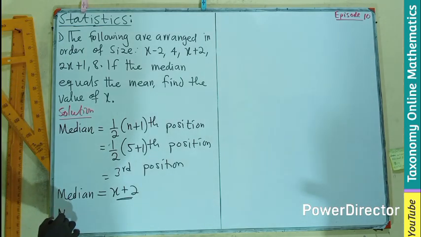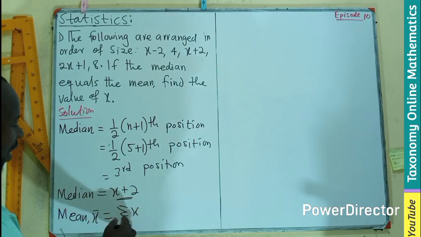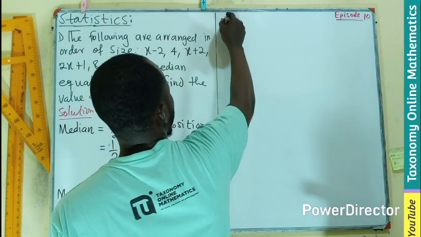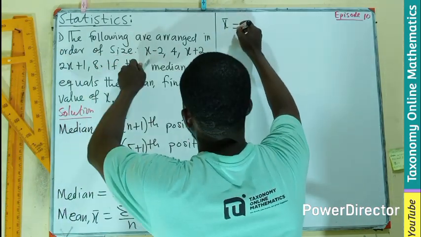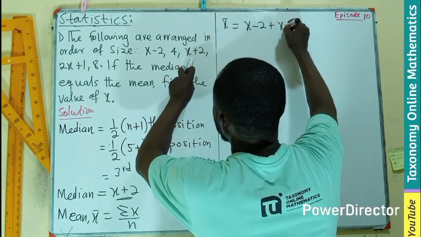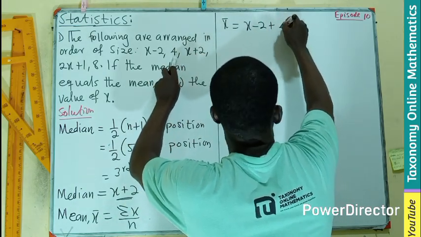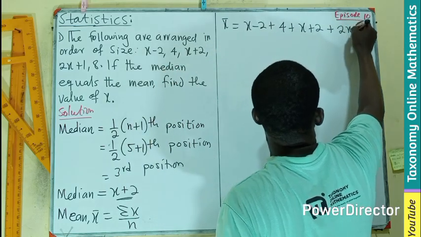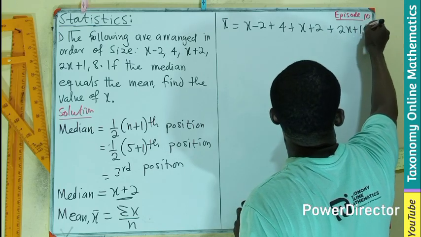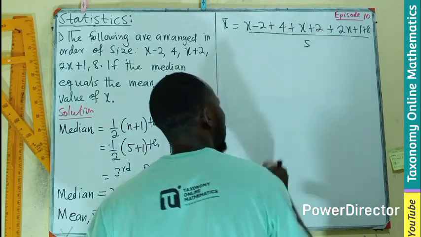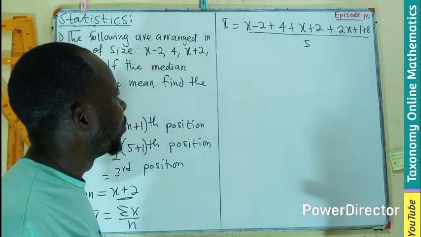Then to find the mean, which is the summation of all values divided by n, meaning we add all of them. Your mean will be equal to the first value, x minus 2, plus the second value, 4, then x plus 2, 2x plus 1, plus 8, all divided by the number of items, which is 5.